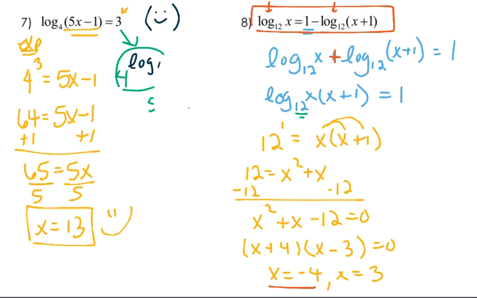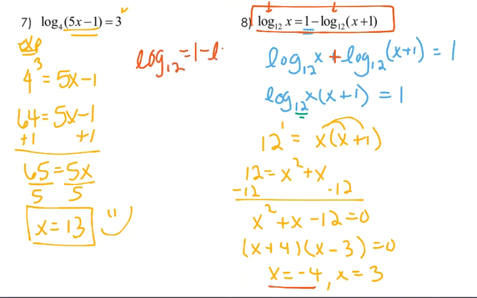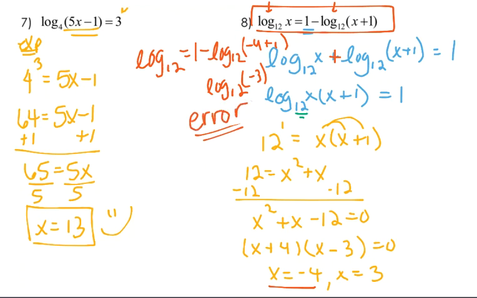I'm going to get rid of some of this so that I have room to work. If I plug that back into my original problem, I have log base 12 of x is equal to 1 minus log base 12 of negative 4 plus 1. Well, right away, negative 4 plus 1 is going to give me log base 12 of negative 3. You can try to type that in your calculator, but it does not work. You're going to get an error message, which tells me that x equals negative 4 is not a solution.